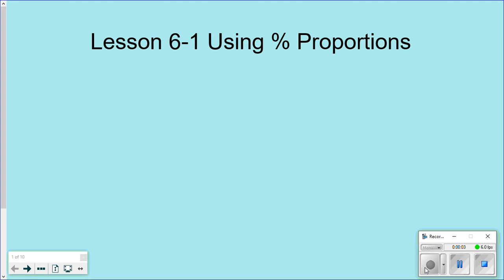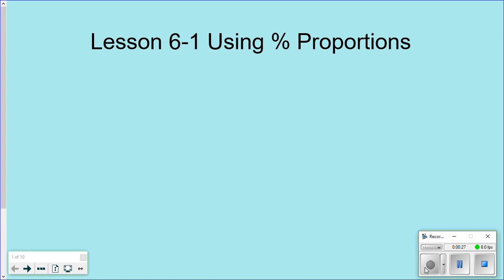This is chapter 6, and this is lesson 1, using percent proportions. This whole chapter is about percents. I know some of you had a rough time with percents last year, so hopefully just from getting older and maybe learning a little more, you will be able to find percents fine this year. I think it'll go a lot better than it did last year.